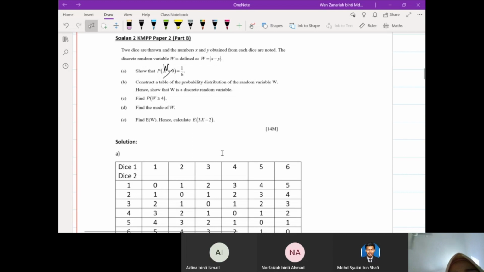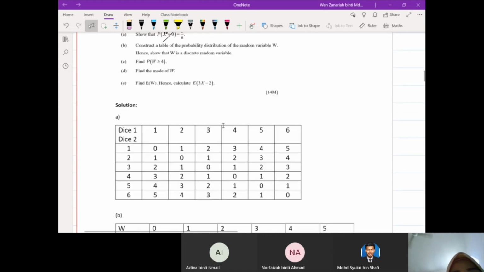So I represent it clearly in a table. For example, dice 1 is in the first row: 1, 2, 3, 4, 5, 6, and then dice 2 in the first column: 1, 2, 3, 4, 5, 6.